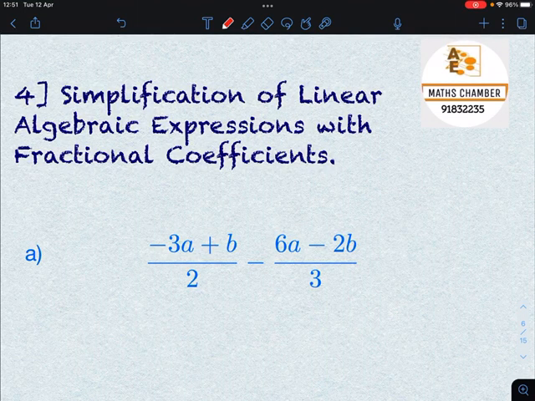Okay guys, welcome back, and today we will do the fourth video. Simplifications of linear algebraic expressions with fractional coefficients. So let's get going.